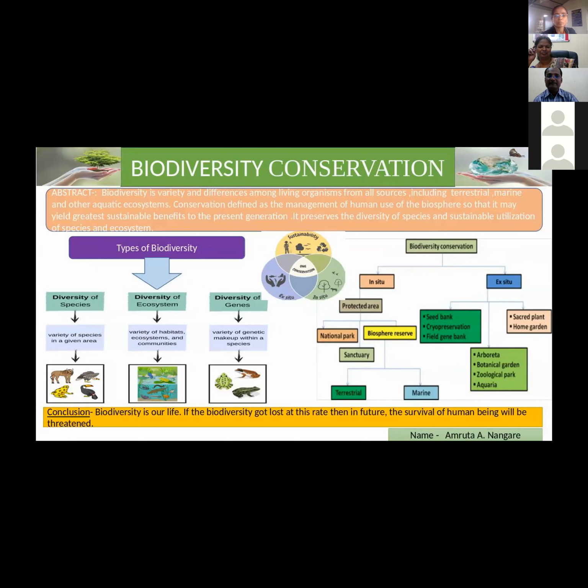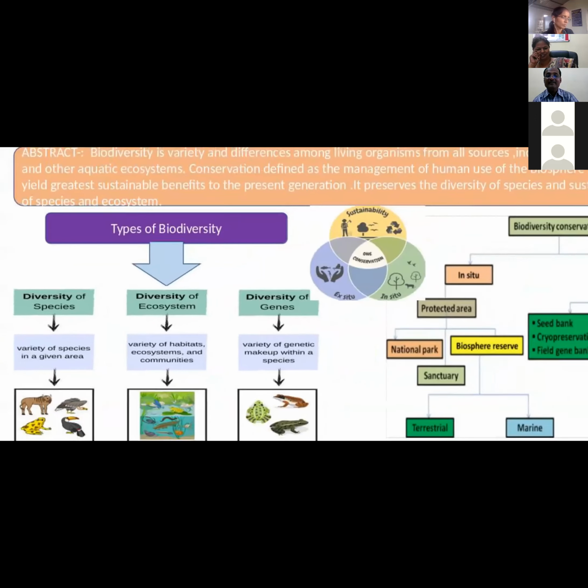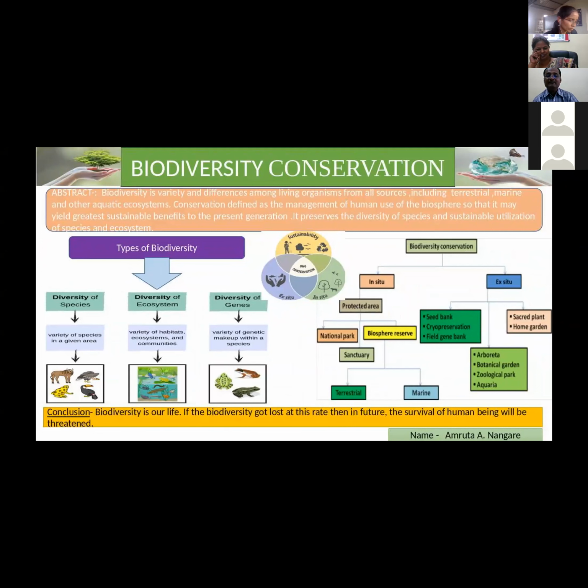You are studying B Pharm. What is the relation between your pharmacy and biodiversity? Not actually, sir, but I wanted to participate in this competition, so I selected this. You participated, you are getting the certificate, don't worry. That interest is going to be fulfilled. But what is the relation between your pharmacy and this biodiversity conservation?